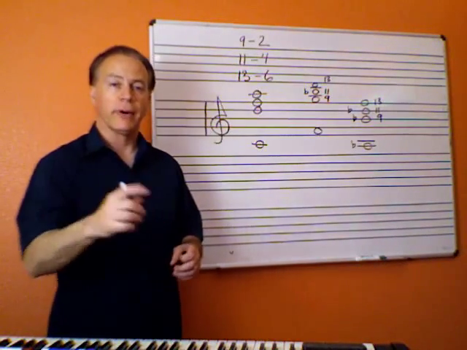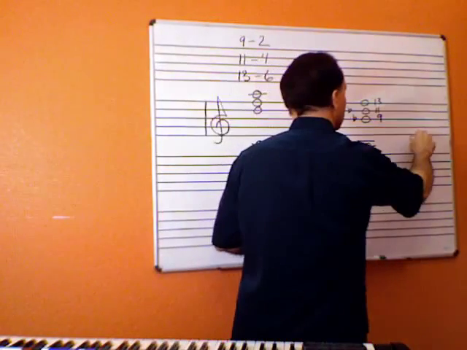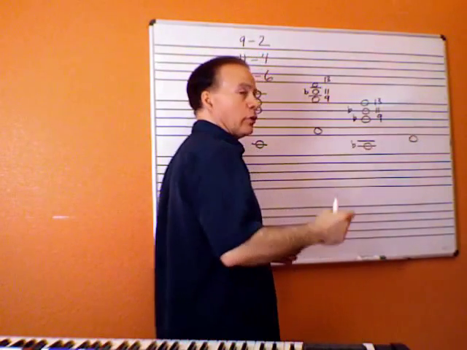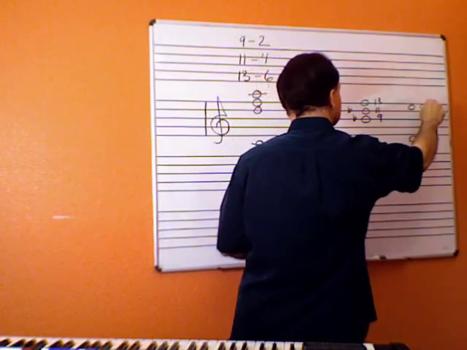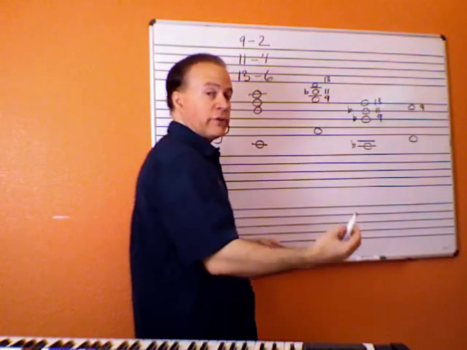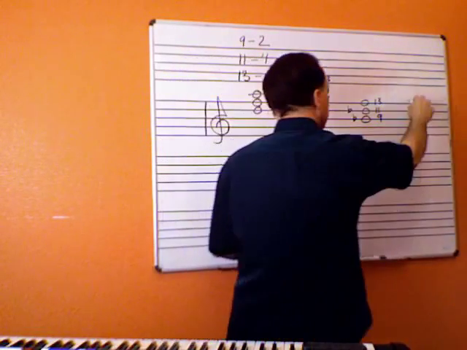Let's build one more. How about from D? From D, the 9th note, or 2nd note of the D major scale, is E. And the 4th note, or 11th note of the D major scale, is G.